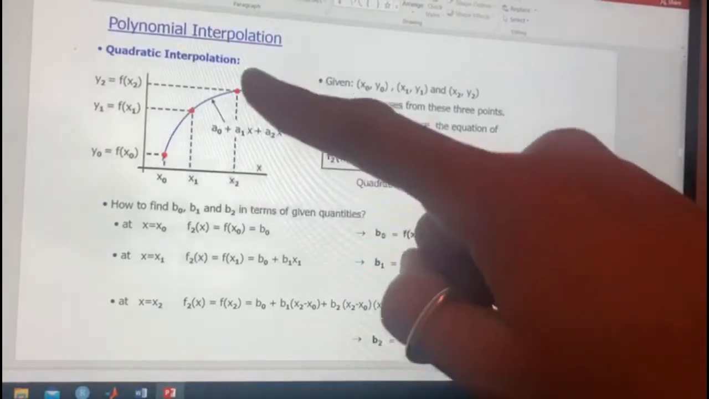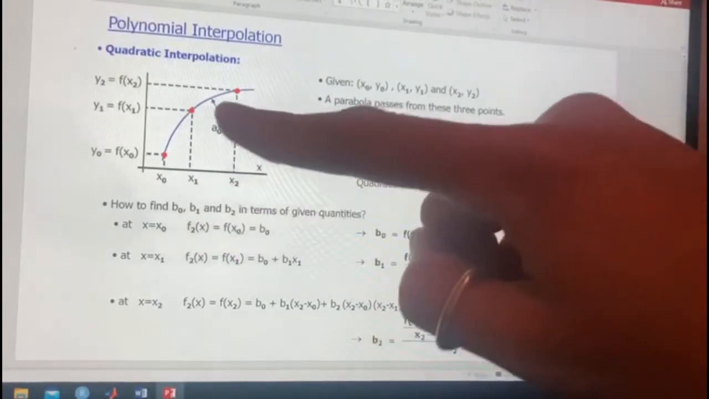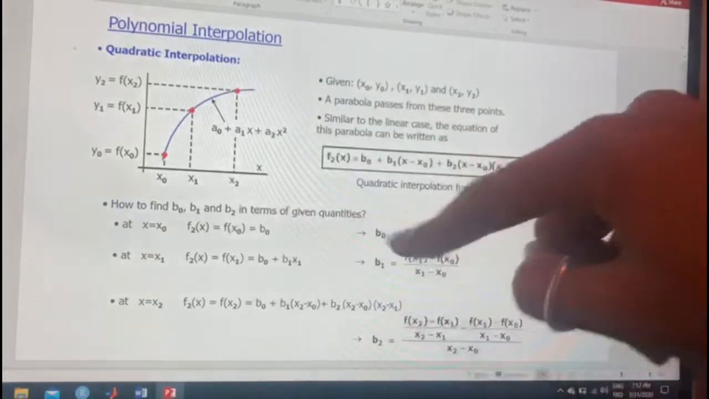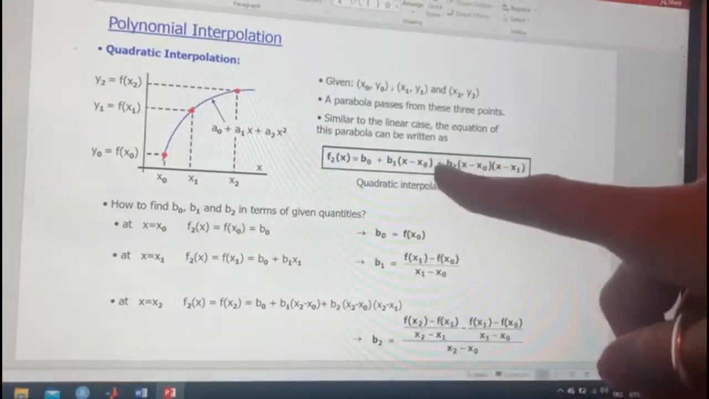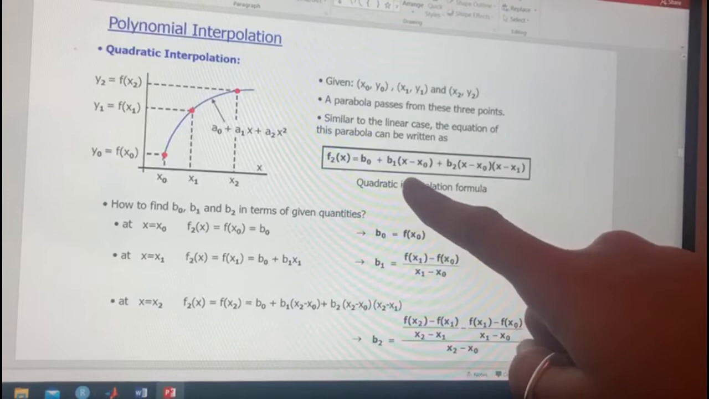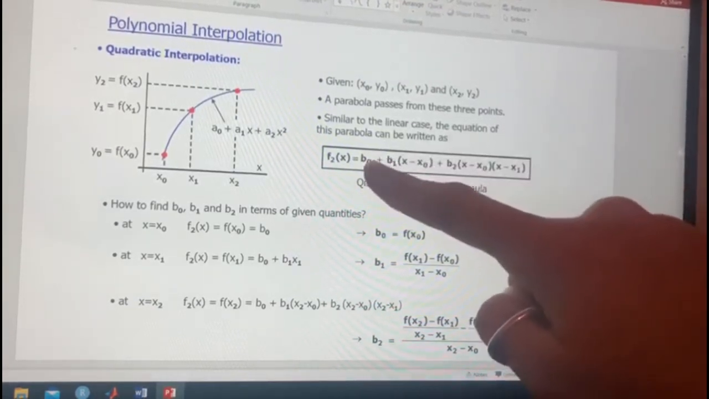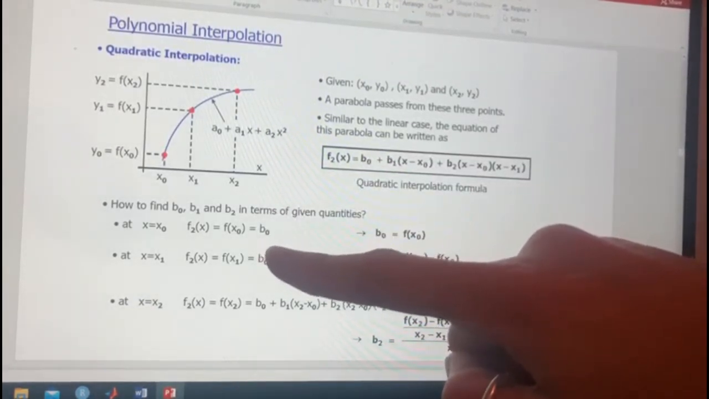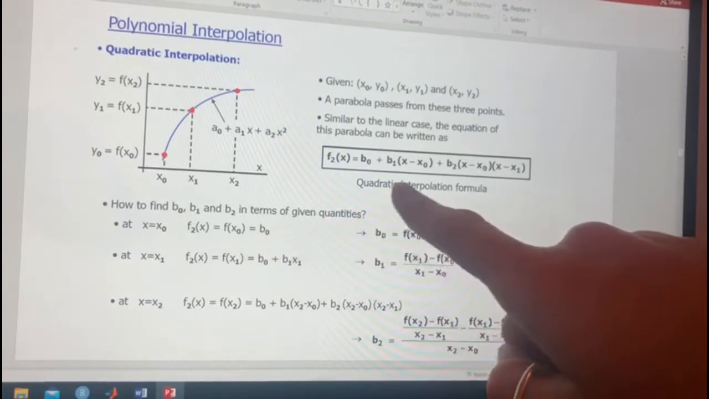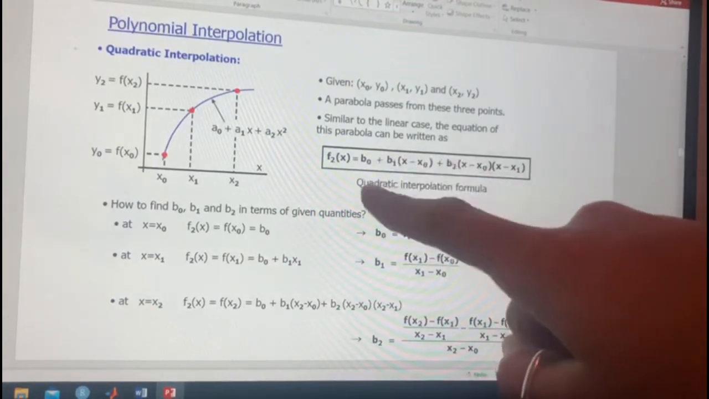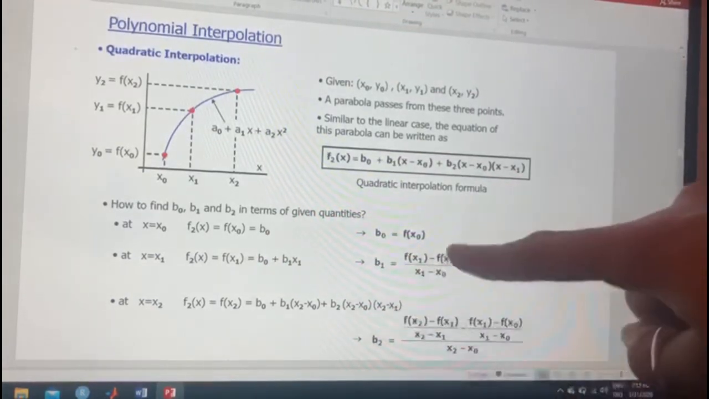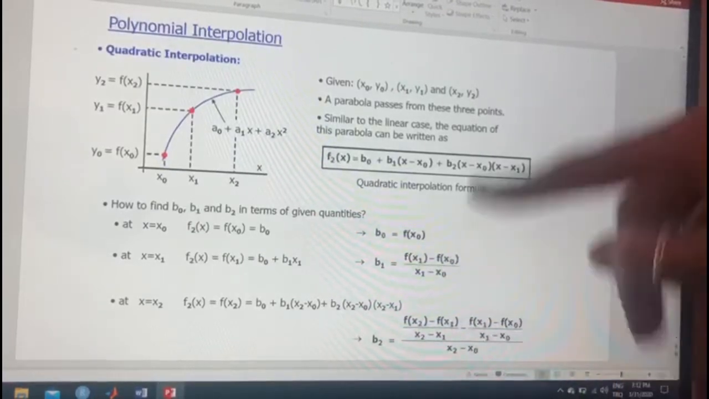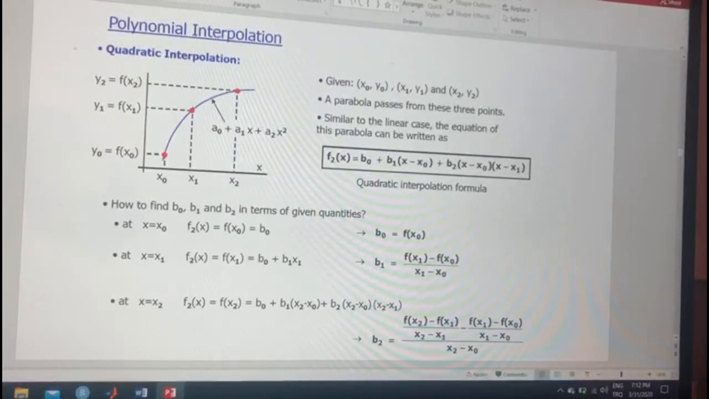And if you just plug in these known values x0, y0, x1, y1, x2, y2, for example, when x is x0, this is going to be 0, this is going to be 0. That's why b0 will be f of x0. So you can find those b0, b1, b2 in that way. Here you go, or you can memorize that, or you can just derive that. It's not hard to do that.